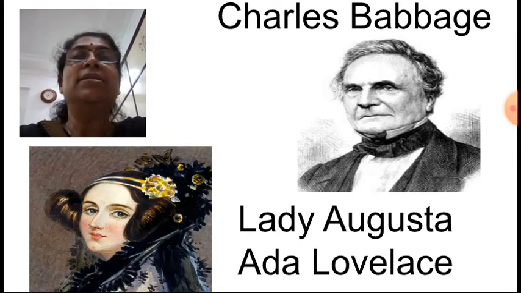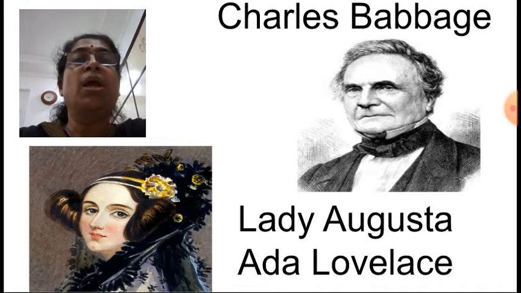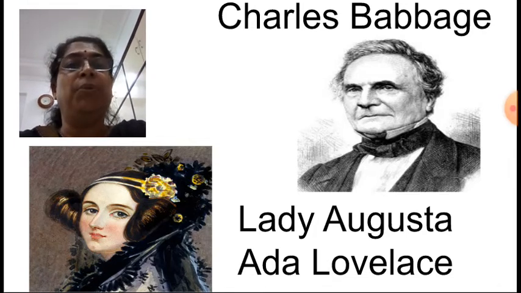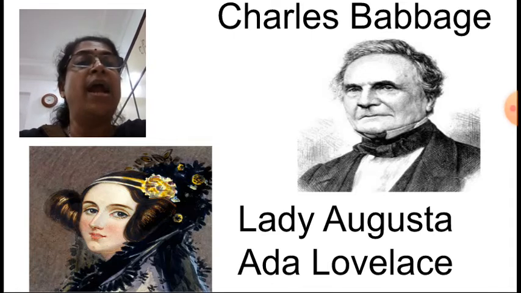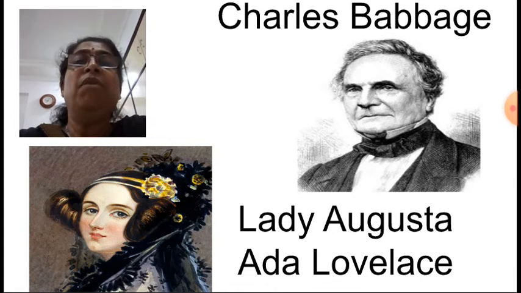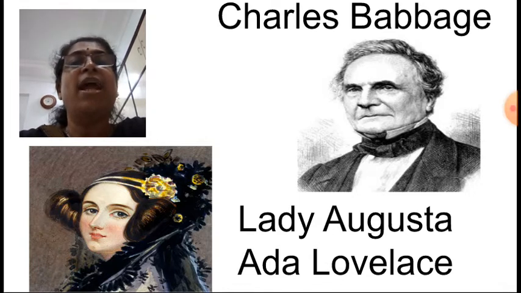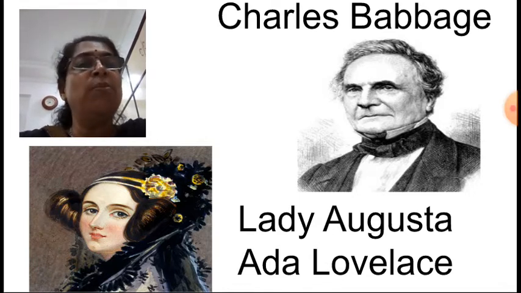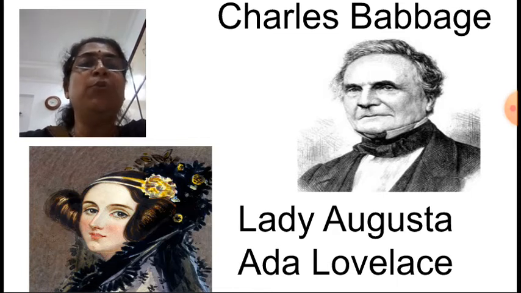These two are considered the first working model of a mechanical computer. So he is called the father of the computer. Then comes Lady Augusta Ada Lovelace. She was considered the first programmer. Before that, we have learned what a program is: giving instructions to the computer in a systematic way and writing those instructions in a particular language, which is done by a programmer. So she was the first programmer. She developed the program somewhere in 1842. That was the first program, so she was called the first programmer.